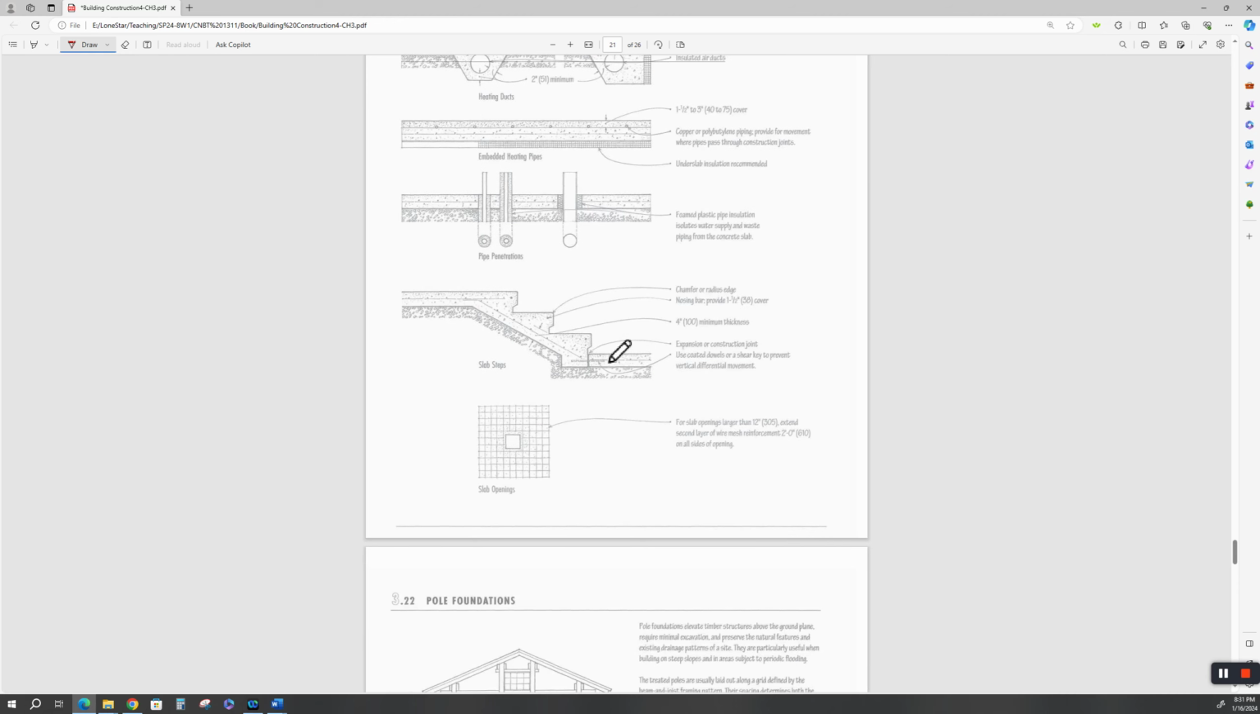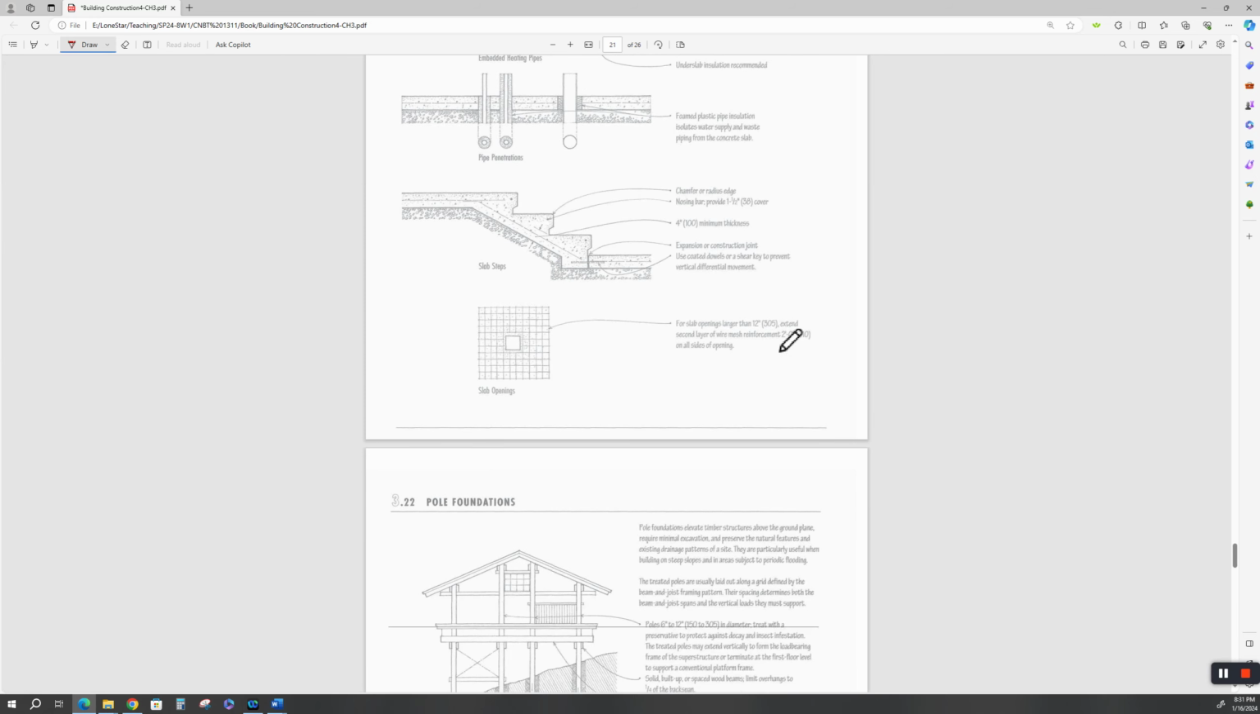Slab steps and slabs. We'll talk about stairs and steps later, but these things will get you sued if they're not designed properly. Tripping hazards and such as that. We have a whole section on stairs later.